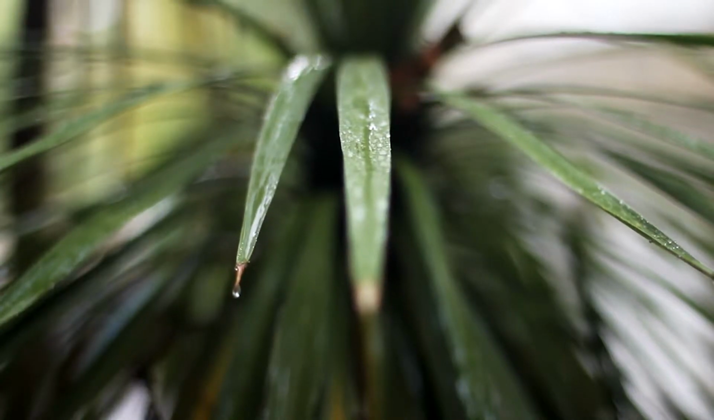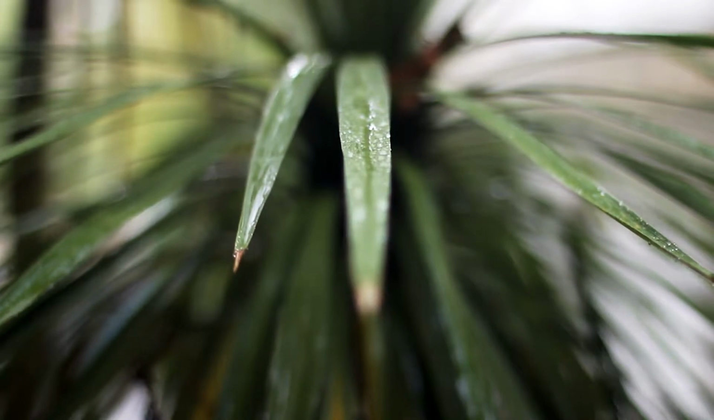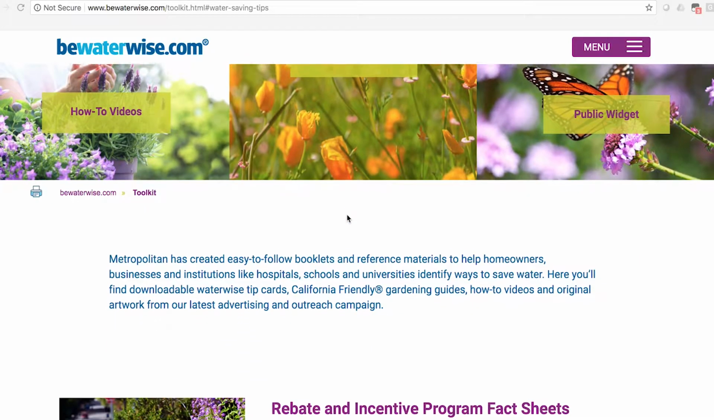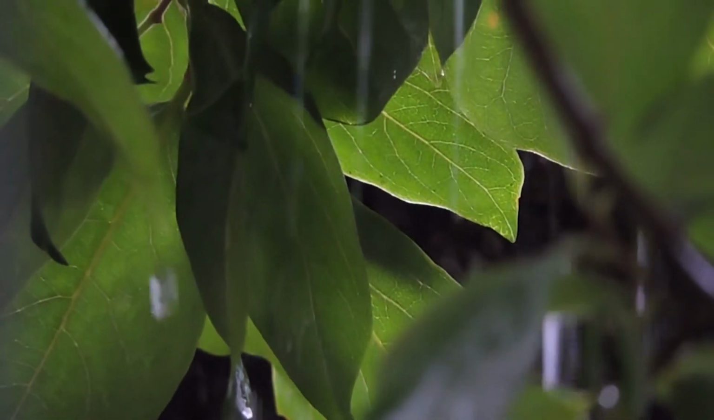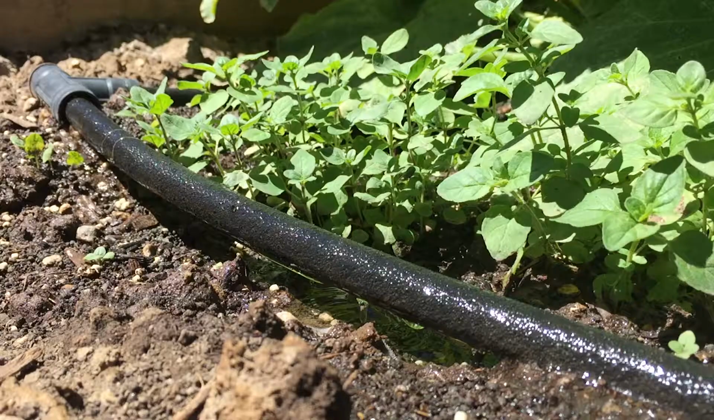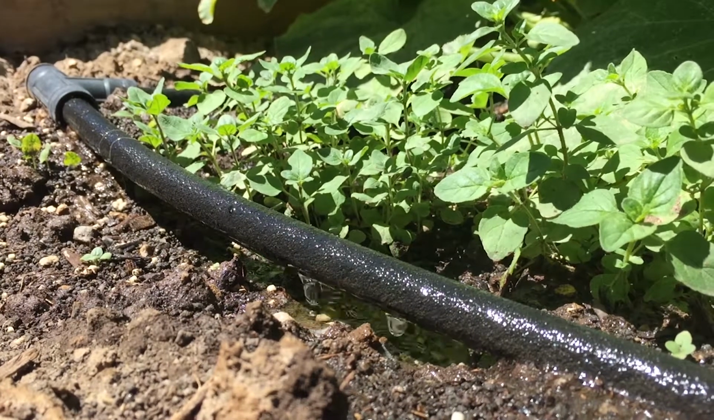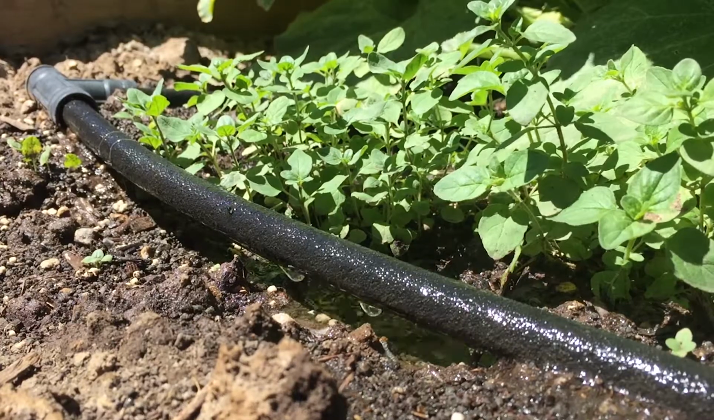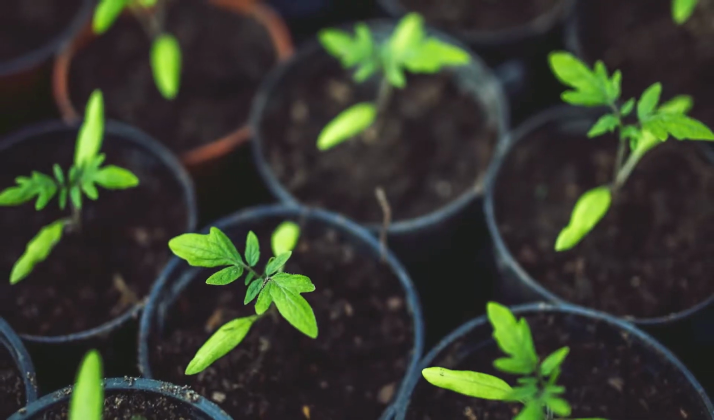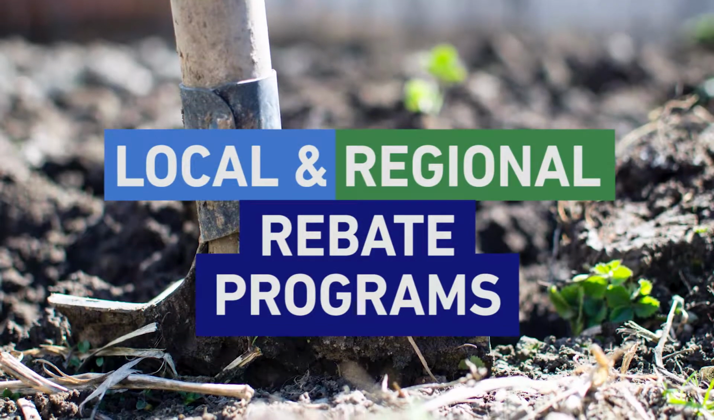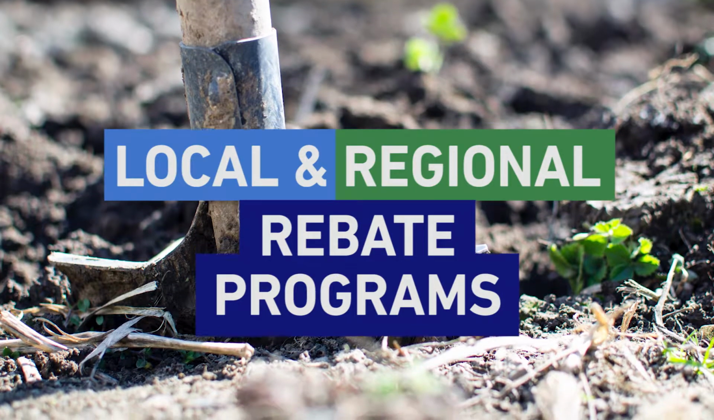Another consideration to conserve water is to modify your watering frequency and schedule. Established landscapes may not require as much water as you may think. Visit the watering calculator on the Be Waterwise website to get more detailed recommendations. You may also consider looking at how your landscape is being watered. Designing an irrigation system that delivers the right amount of water only where it's needed will help to reduce water consumption. Investigate drip irrigation, targeted spray nozzles, and more, and ask the city about local and regional rebate programs for customers who are interested in making these improvements.